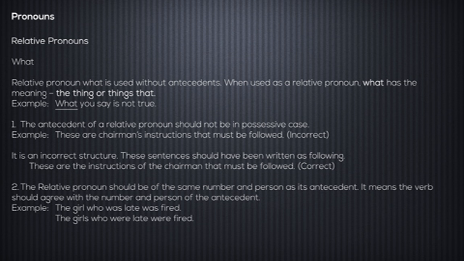Rule 2. The relative pronoun should be of the same number and person as its antecedent. It means the verb should agree with the number and person of the antecedent. For example, the girl who was late was fired. The girls who were late were fired.